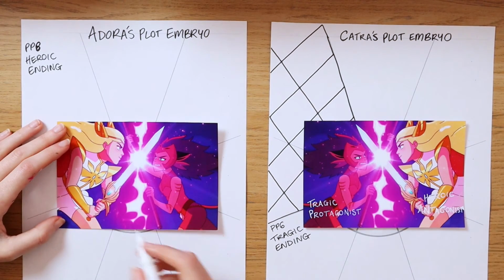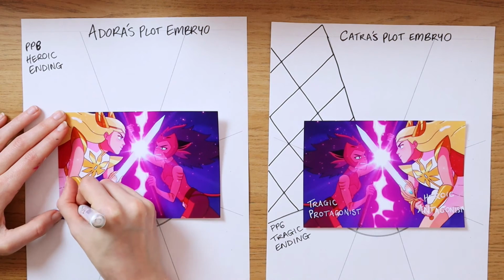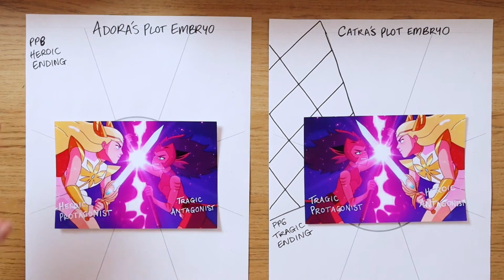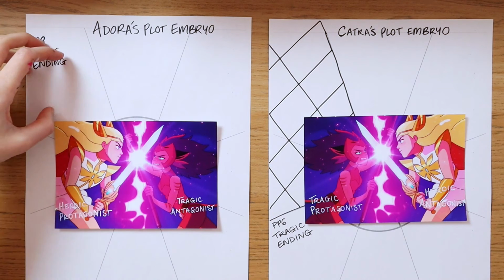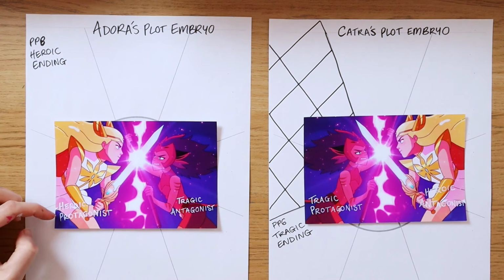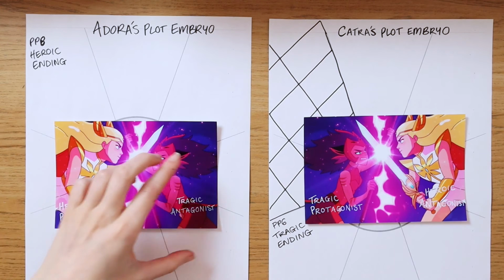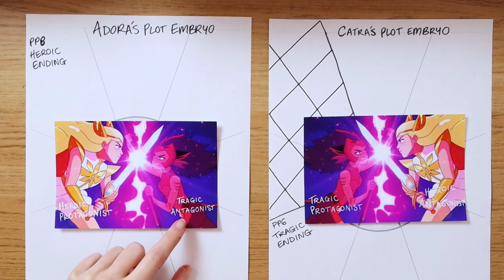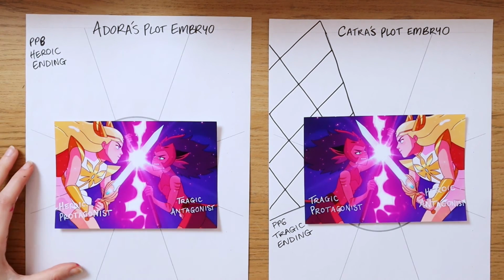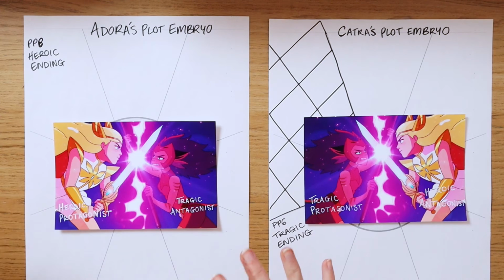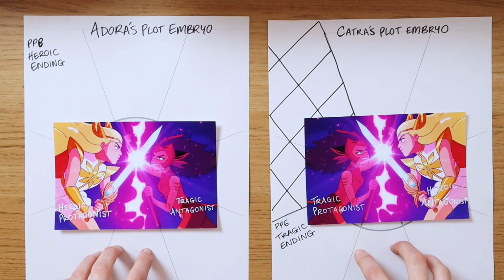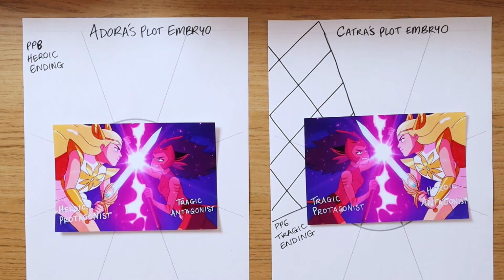And then on the flip side, on Adora's side, obviously she is the protagonist of her own plot embryo. She gets her heroic, positive, happy ending, so she is a heroic protagonist, and her antagonist is Catra, and Catra loses her side of the conflict, and so she's a tragic antagonist in the context of Adora's plot embryo. Now, a quick note about the wording here, because I know that calling this a heroic plot embryo and this a tragic plot embryo can be a little bit confusing.